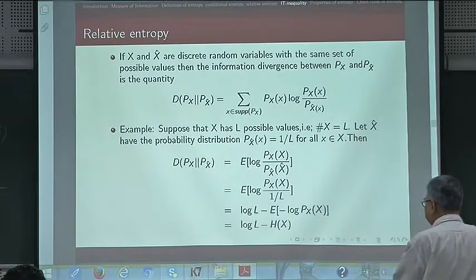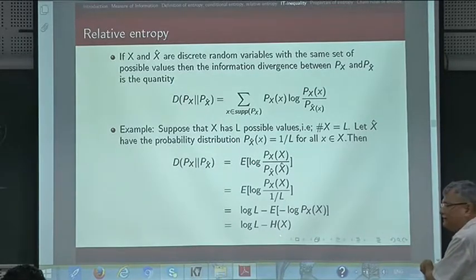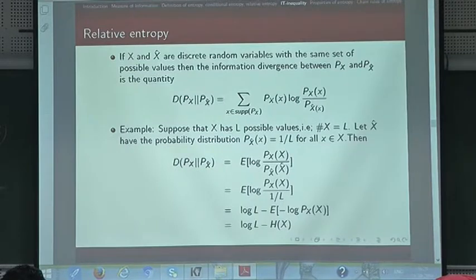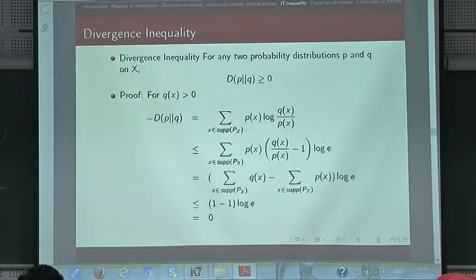Why am I saying it is always greater than or equal to 0? Is somebody wanting to know that? Because we have already proven that Hx is upper bounded by log L. Of course, this is a special case, we will prove the general result later. Oh, now this is the general result, and this is the proof for the general result. So, the previous slide was about the special case where x hat is equal to 1 by L. Now, here is the general result: divergence inequality for any two probability distributions P and Q on x.